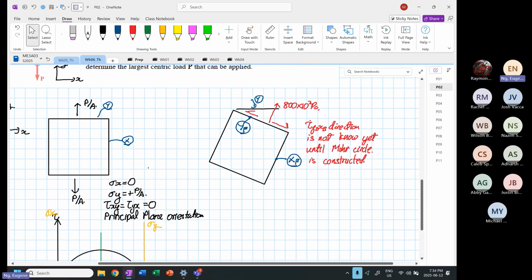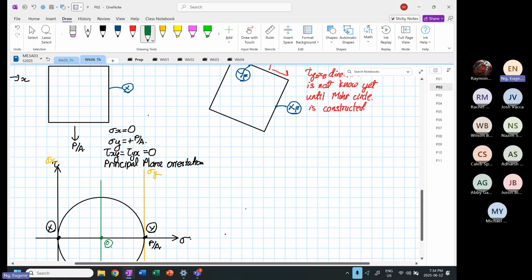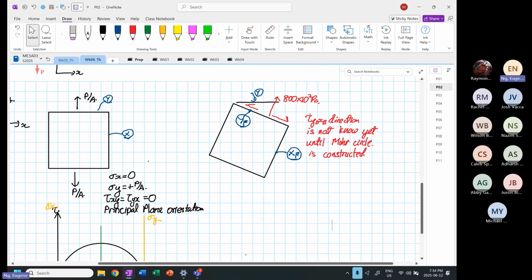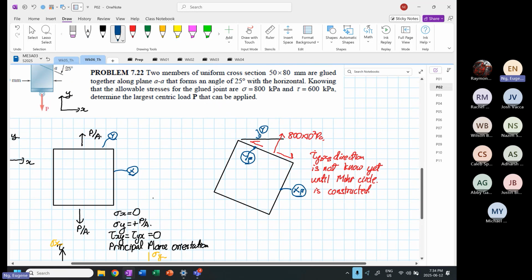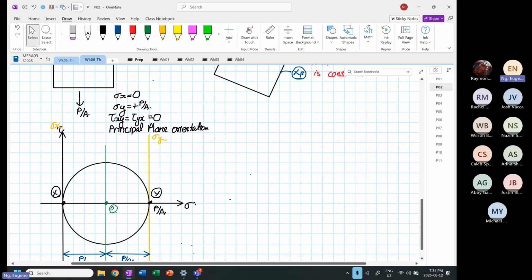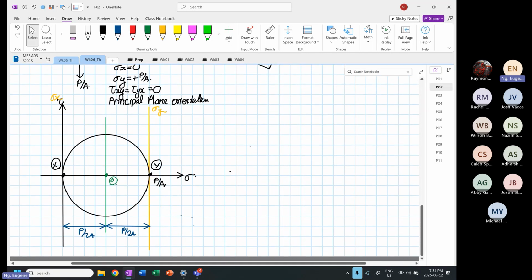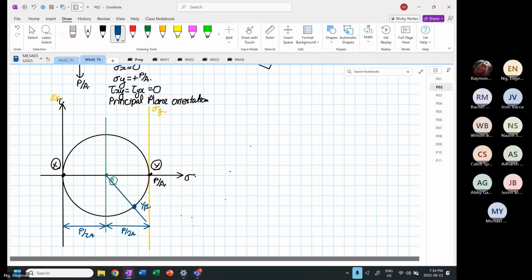Now this one is different because now point Y is not equal to 0 but at P over A, and then we are going to rotate this by 25 degrees. So we are aware that this angle over here is 25 degrees. So now when we rotate 25 degrees on Mohr circle, 2 beta is equal to 50 degrees. So now I'm going to sketch 50 degrees. So this is 50 degrees. Now you see that it's different now. So that is our Y beta.